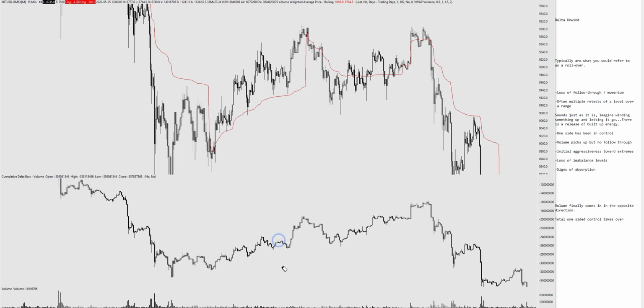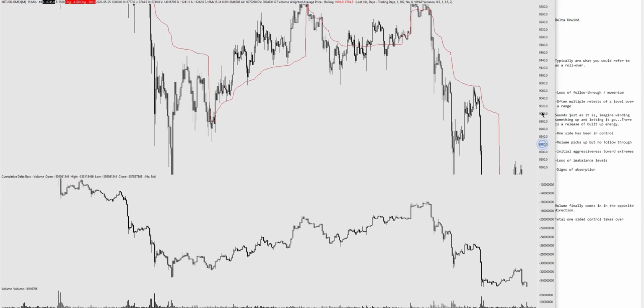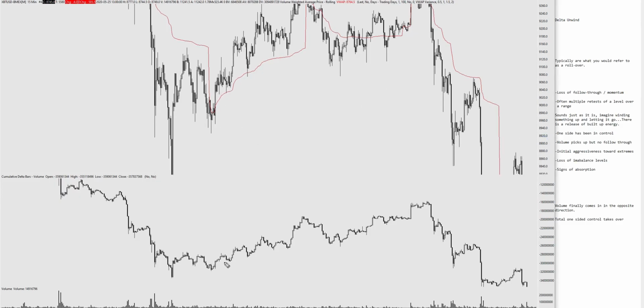Okay, one of the things to pay attention to is that at this low, there's no sign of absorption. So it's not like at this low that we see that, for example, CVD is showing anything in terms of price action that is not being picked up.